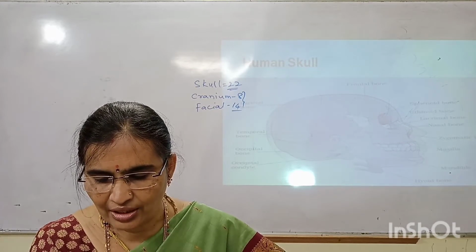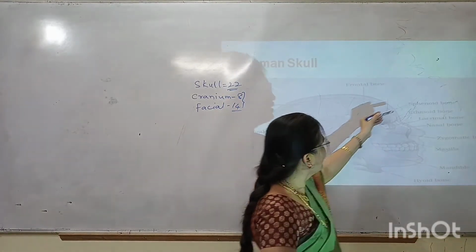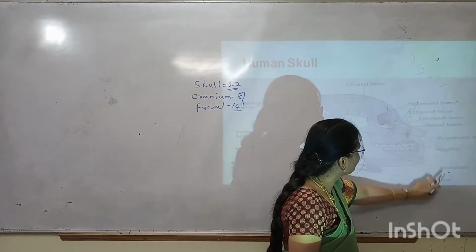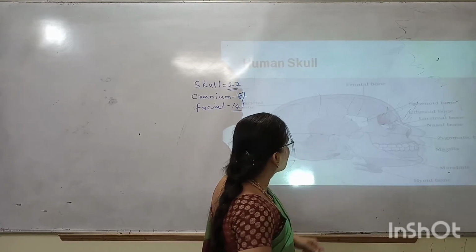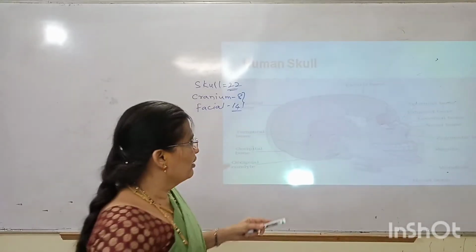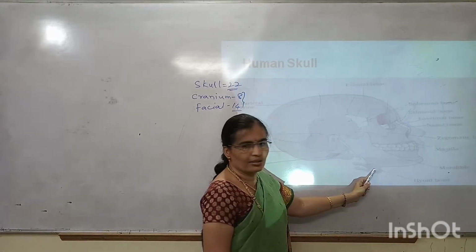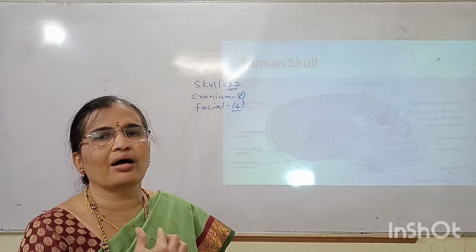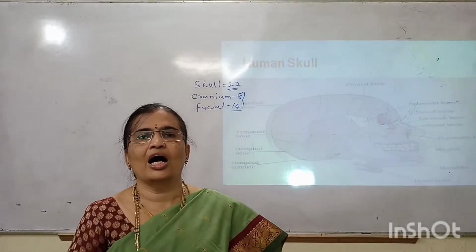So these are the total 14 bones. Here they are visible: the lacrimal bone, nasal bone, zygomatic, maxilla and mandible. These are the bones of the face. Then next, in the neck region, just below the mandible, one U-shaped bone is present, which is called the hyoid bone.